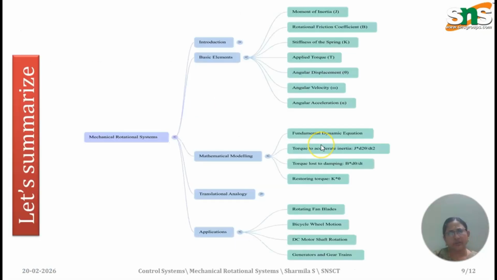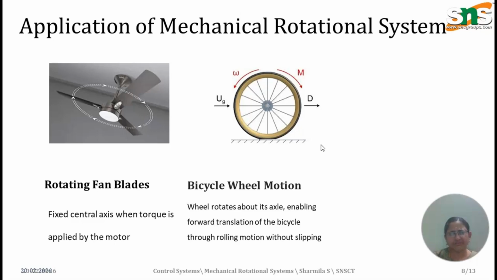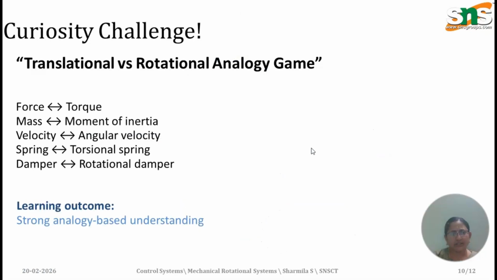Now let's come to the analogy part. This analogy is important for mechanical control systems. Force is represented as torque, mass is represented as the moment of inertia, angular velocity is represented by the spring, and the damper is represented as the rotational damper equation. This analogy helps us convert a mechanical system into an electrical equivalent circuit for easier analysis.